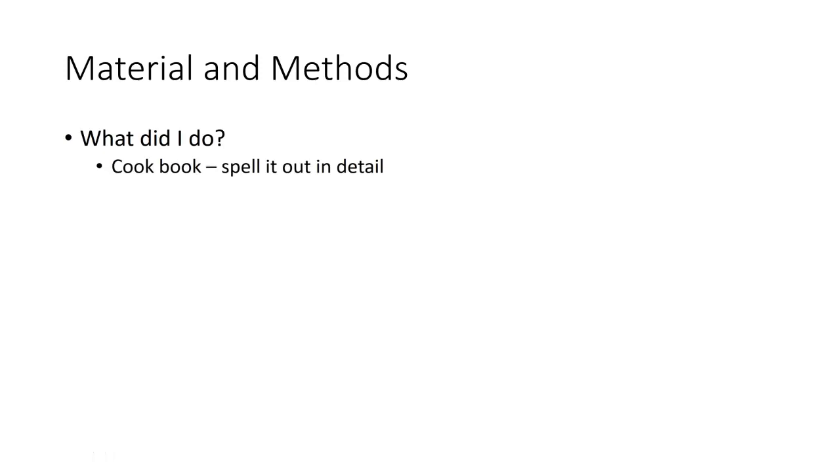Cookbook. Spell it out in detail. You're writing a cookbook. You want somebody to be able to bake that cake. You have to put down what you did. It's not a pinch of salt. It's not a smidgen of this or a dab of that. Need to know exactly what you did. It says scientific units. You put it all down in scientific units.